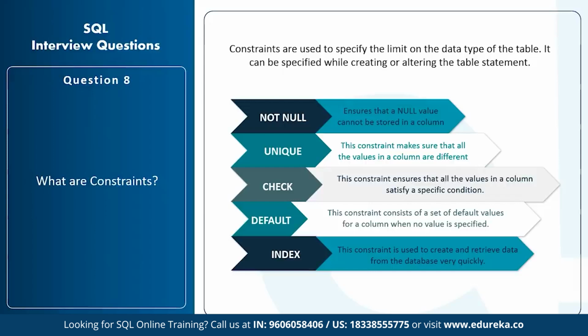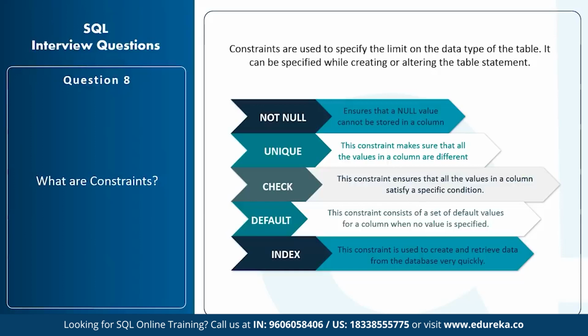Now, talking about the default constraint, it consists of a set of default values for a column when no value is specified. So for example, in a table of 10 rows, you have a column in which you do not specify values for all the 10 rows. Then you can set a default value, and the default value will be automatically stored whenever you don't mention a value in that column.